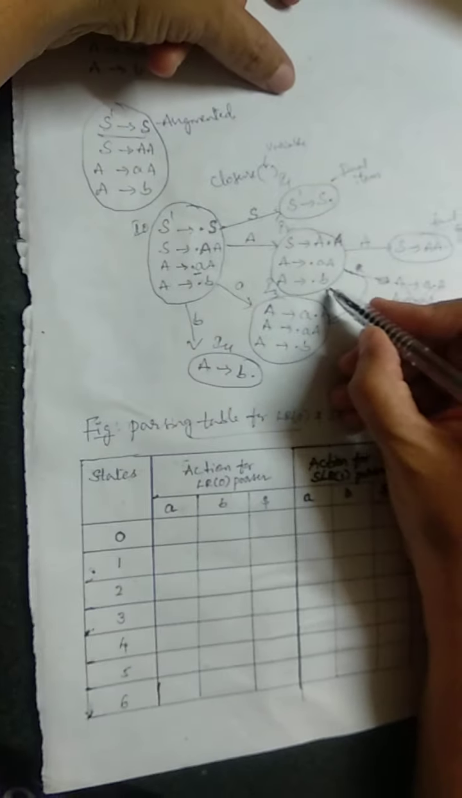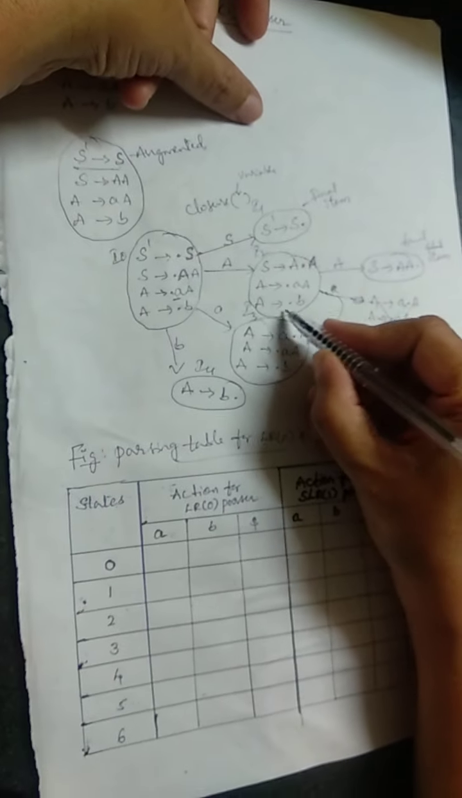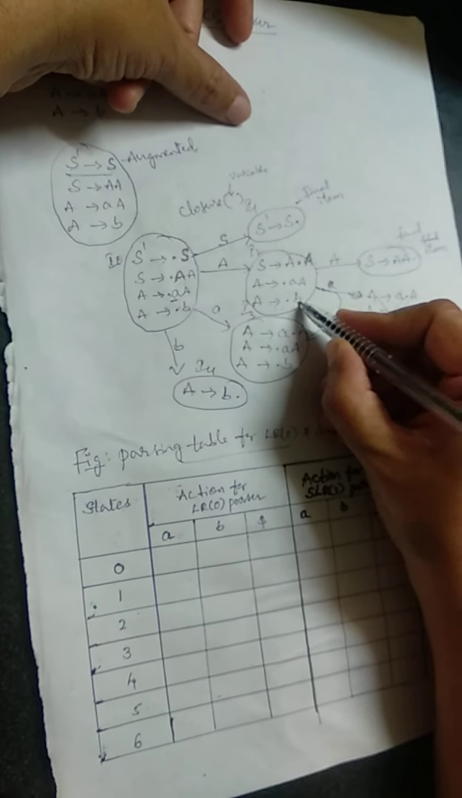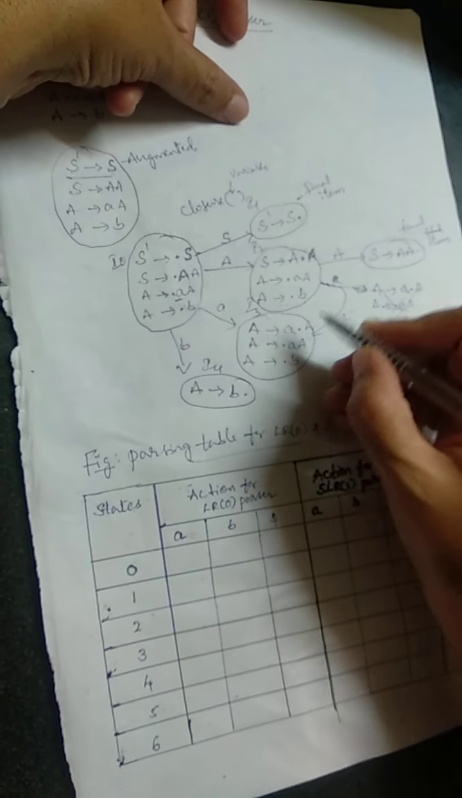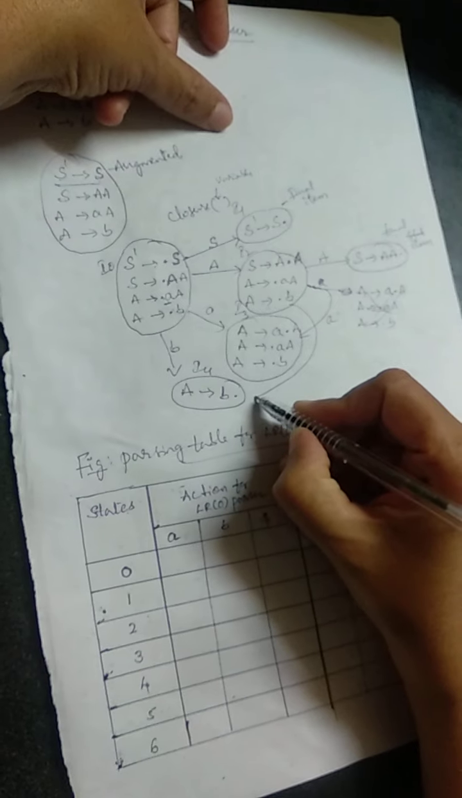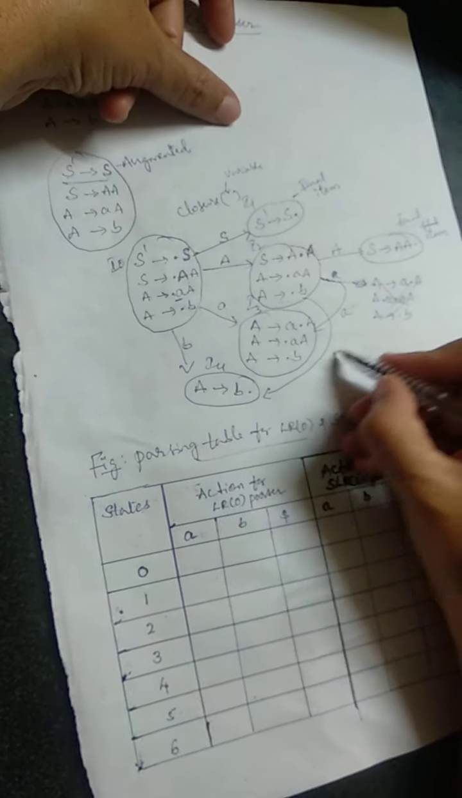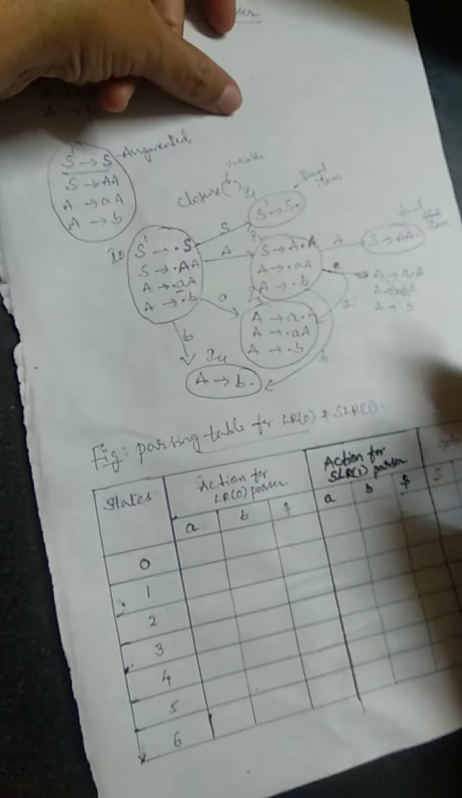Next, one more transition from this state I2 on input symbol B. After seeing input symbol B, again the item will be same as state I4. Give it a 4.